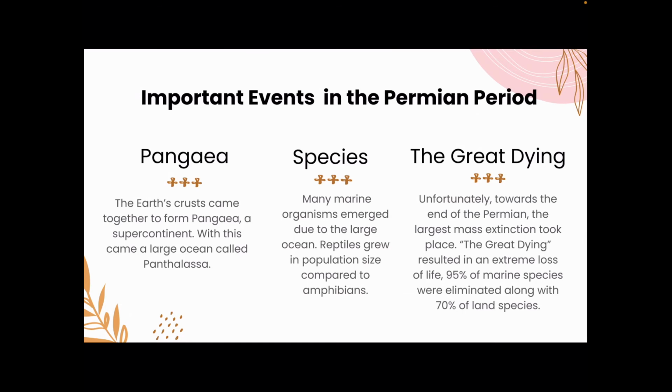The Great Dying. Unfortunately, towards the end of the Permian, the largest mass extinction took place. The Great Dying is called the Great Dying because this event ranks first in severity of the 5 major extinction episodes that span geologic time. The Great Dying resulted in extreme loss of life. 95% of marine species were eliminated, along with 70% of land species.